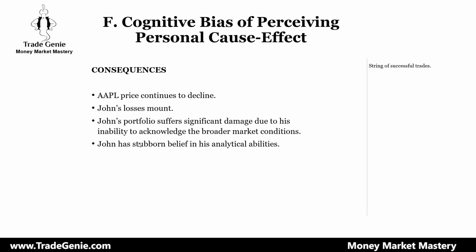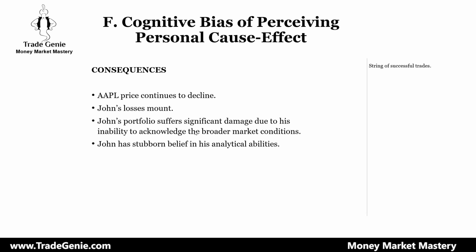But what happened? Consequences. Apple's price continues to decline. So Apple was not just going down because of bombs dropped somewhere, but there was something bigger than that. Something which we will find out maybe two weeks from now, something that happened in Taiwan, or India, or China. Because of that, Apple was going down, not because the bomb dropped somewhere. So John lost his money.